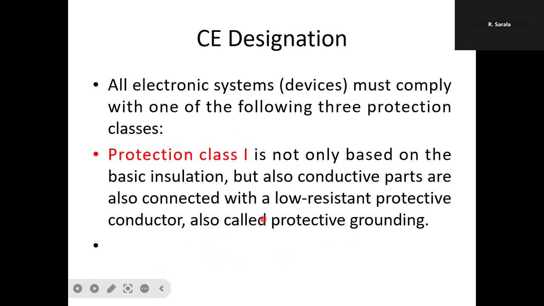Protection class 1 is not only based on the basic insulation, but also the conductive parts are connected with a low resistance protective conductor, also called protective grounding.